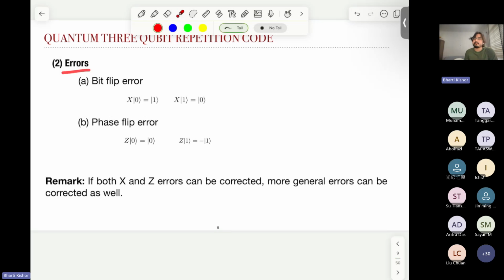So the errors that you can have here are, for example, a bit flip error. Let's say you have a 0 and there's an X. The bit flip error will transform 0 to 1, and it will transform 1 to 0. Similarly, there can be something called a phase flip error, which does nothing to 0, but in the case of 1, you pick up a minus sign.